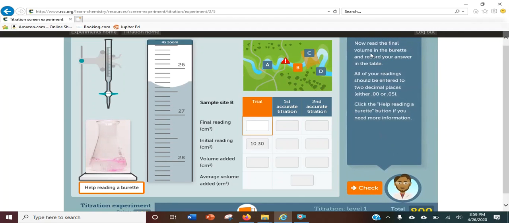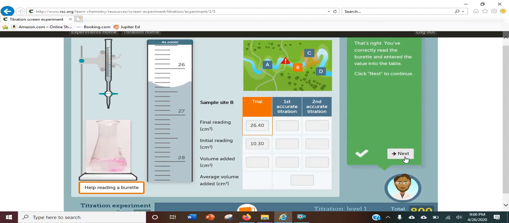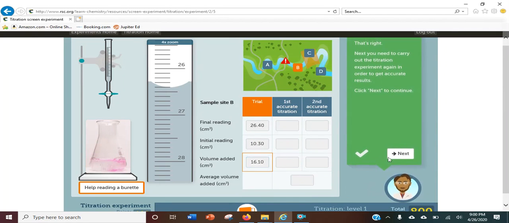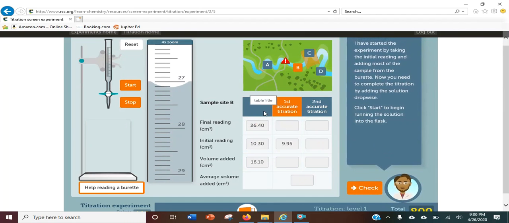Okay, now we need the final reading, or final volume, of the Buret so we can figure out how much solution we added into the flask. Again, if you need help reading it, click this button here. So we have 26.44. Now to figure out the volume we added, you have to subtract the initial volume from the final volume. You could use a calculator. We added 16.10. Okay, all right. So that was just our rough trial.